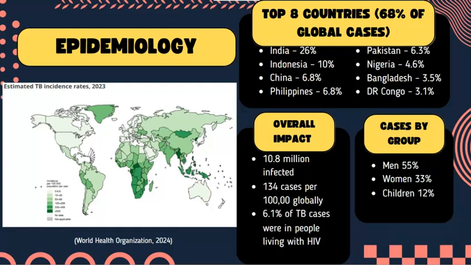Just 8 countries accounted for over 2/3 of global cases: India, Indonesia, China, the Philippines, Pakistan, Nigeria, Bangladesh, and the Democratic Republic of Congo all had the most cases. Men made up the majority of cases at 55%, women at 33%, and then children under 15 at 12%.